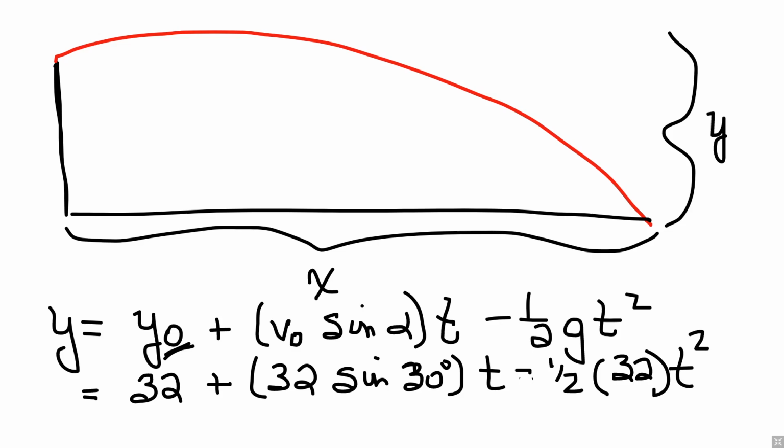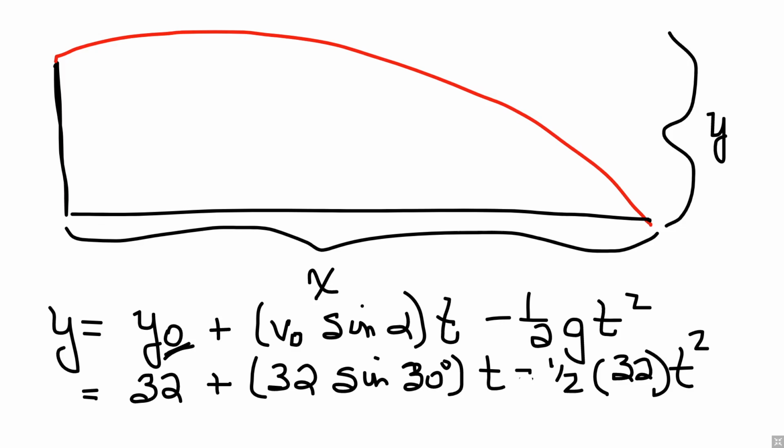Now, let's think about this. What do we think gravity is going to be? 9.8. I'm sorry, say again? I mean, g is 9.8, right? No, it's because we're working in feet, so it's 32 feet per second squared. Oh, okay.